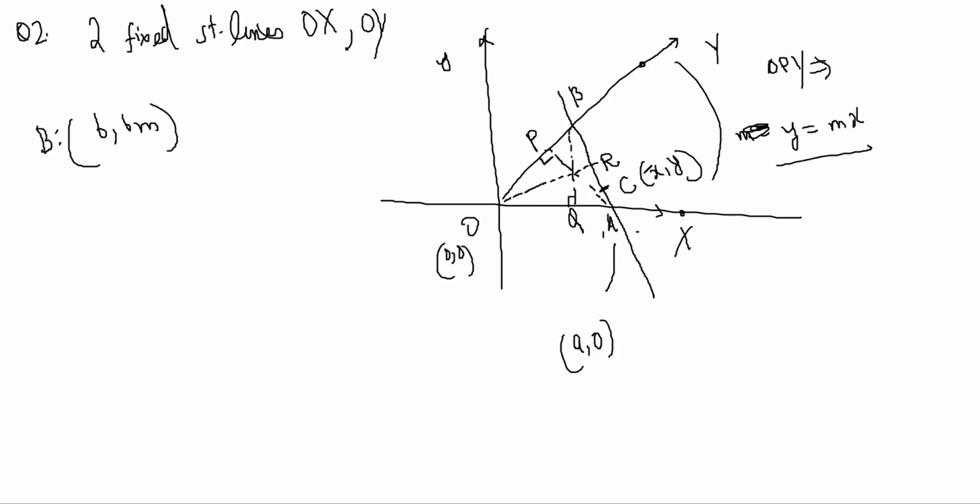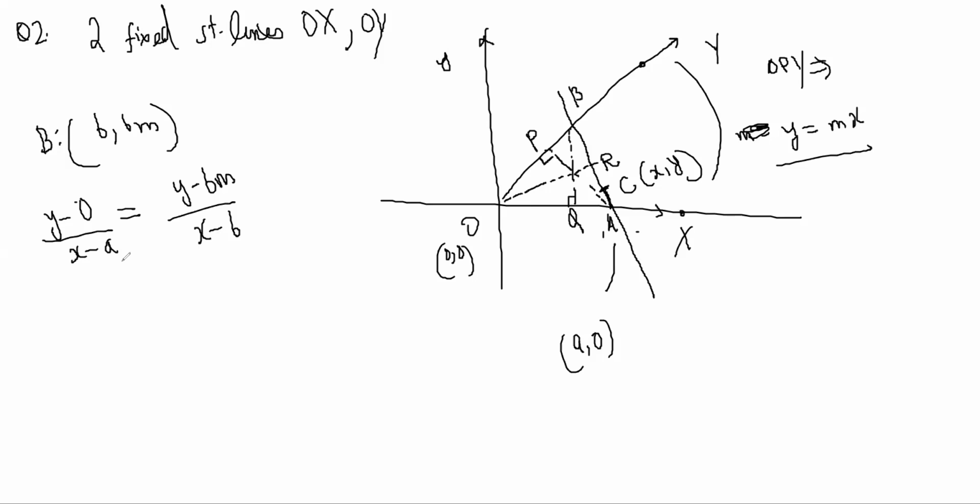So let's say the fixed point is the same, then the slope of AC and BC have to be the same, no? A to C, B to C, right? So the slope of AC will be y minus 0 by x minus a, is equal to the slope of BC, which is y minus bm by x minus b.